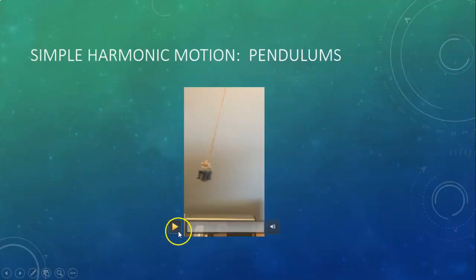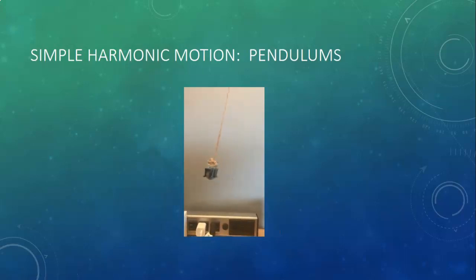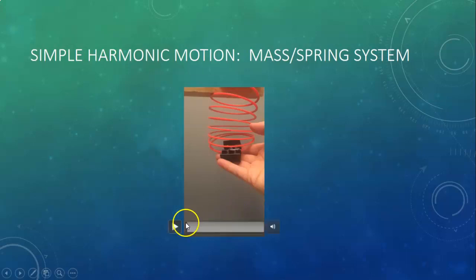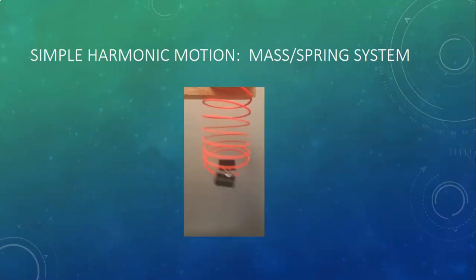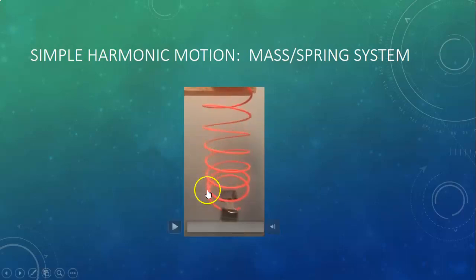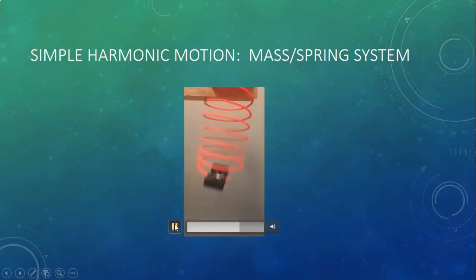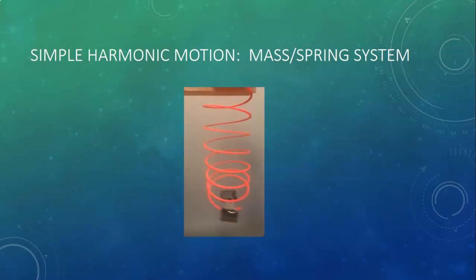One example that you already have seen of simple harmonic motion: I don't know if you remember the pendulum lab we did first semester, but we looked at the repetitive motion of back and forth, and that's characteristic of simple harmonic motion. Another example would be a mass on a spring. In this case, the mass goes up and down, but you see that same repetitive motion as the pendulum, back and forth over the same path.